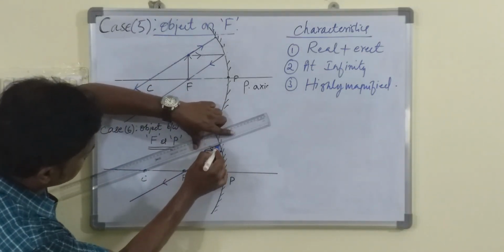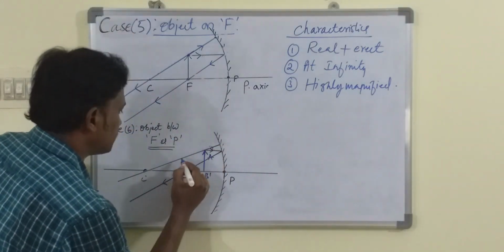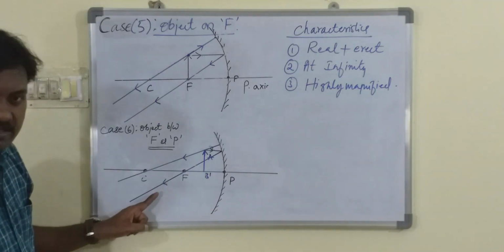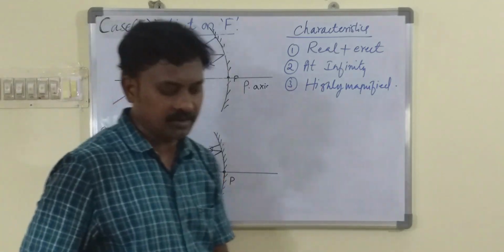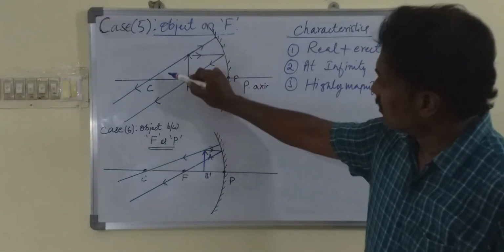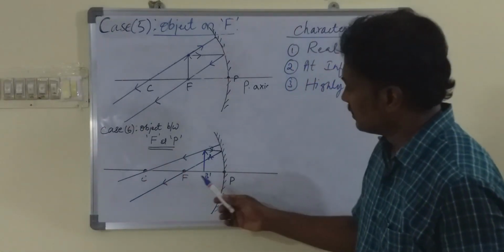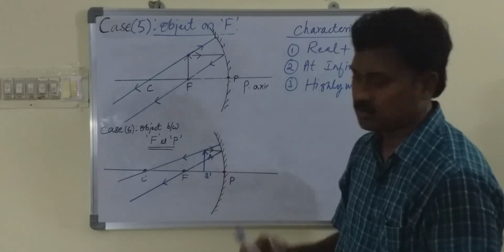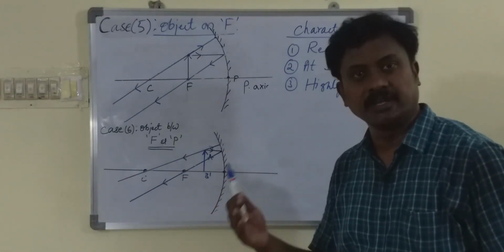So the light ray is reflected and passes through the center of curvature. Now, look at these two reflected light rays. They never meet. Here the two reflected light rays are traveling parallel, and here the two reflected light rays are diverging. So we don't get a real image. If you don't get a real image, we get a virtual image.